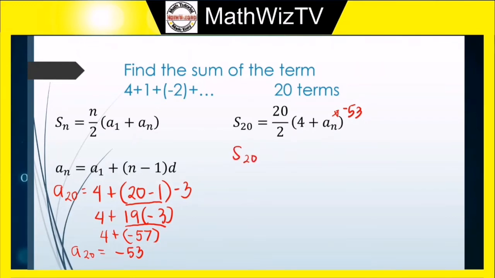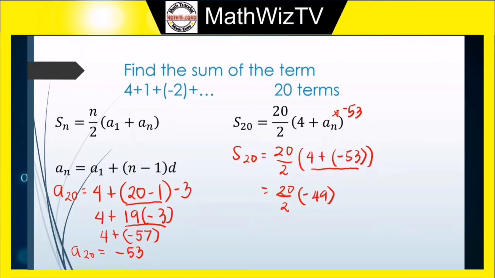S sub 20 is equal to 20 all over 2 multiplied to 4 plus negative 53. Don't forget that. Now, we all know that we need to compute for the parenthesis first. Inside the parenthesis, we can see 4 plus negative 53. So let's copy first: 20 divided by 2 times 4 plus negative 53. The answer is equal to negative 49.